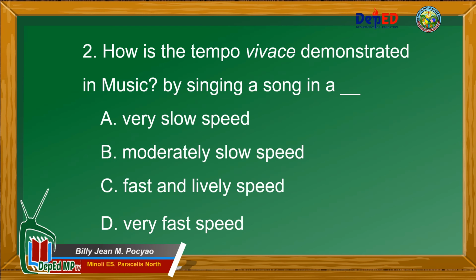Number 2. How is the tempo vivace demonstrated in music? By singing a song in a letter A, very slow speed. Letter B, moderately slow speed. Letter C, fast and lively speed. Letter D, very fast speed. The correct answer is letter C.